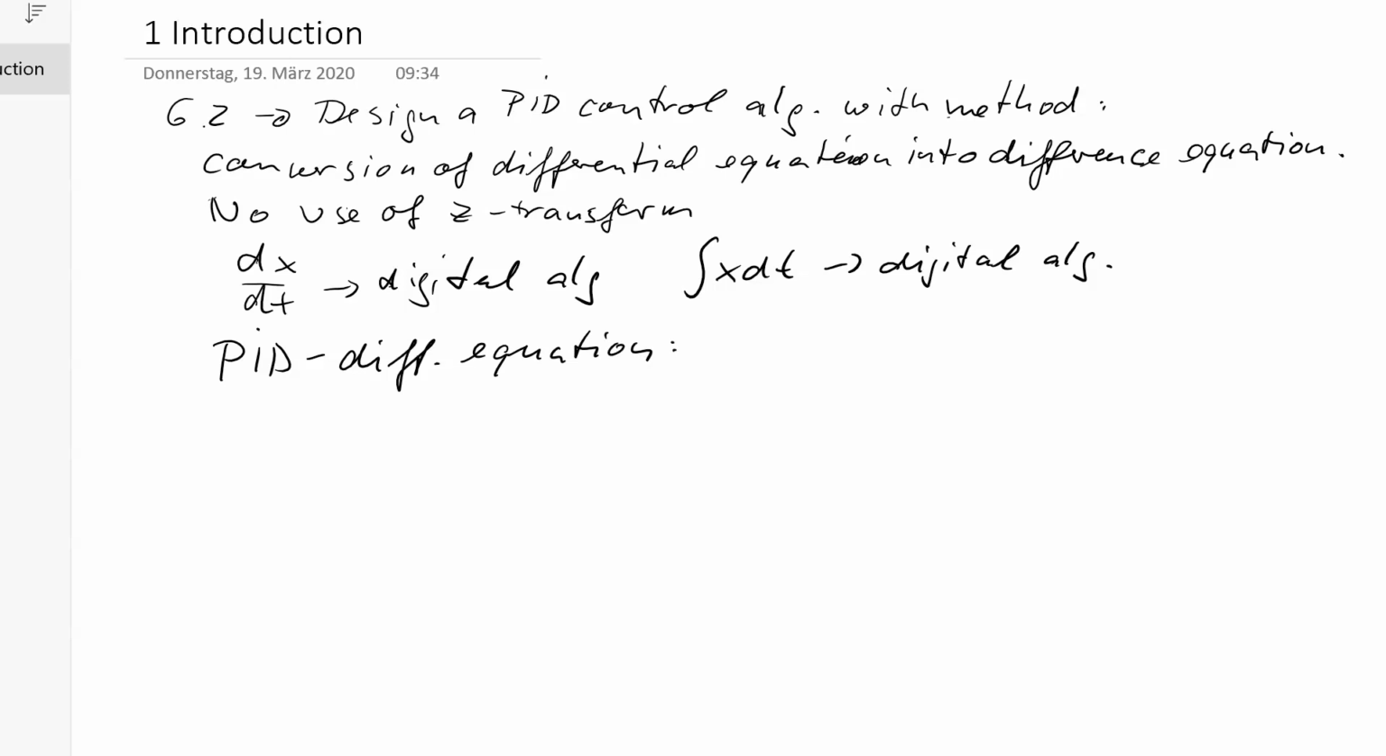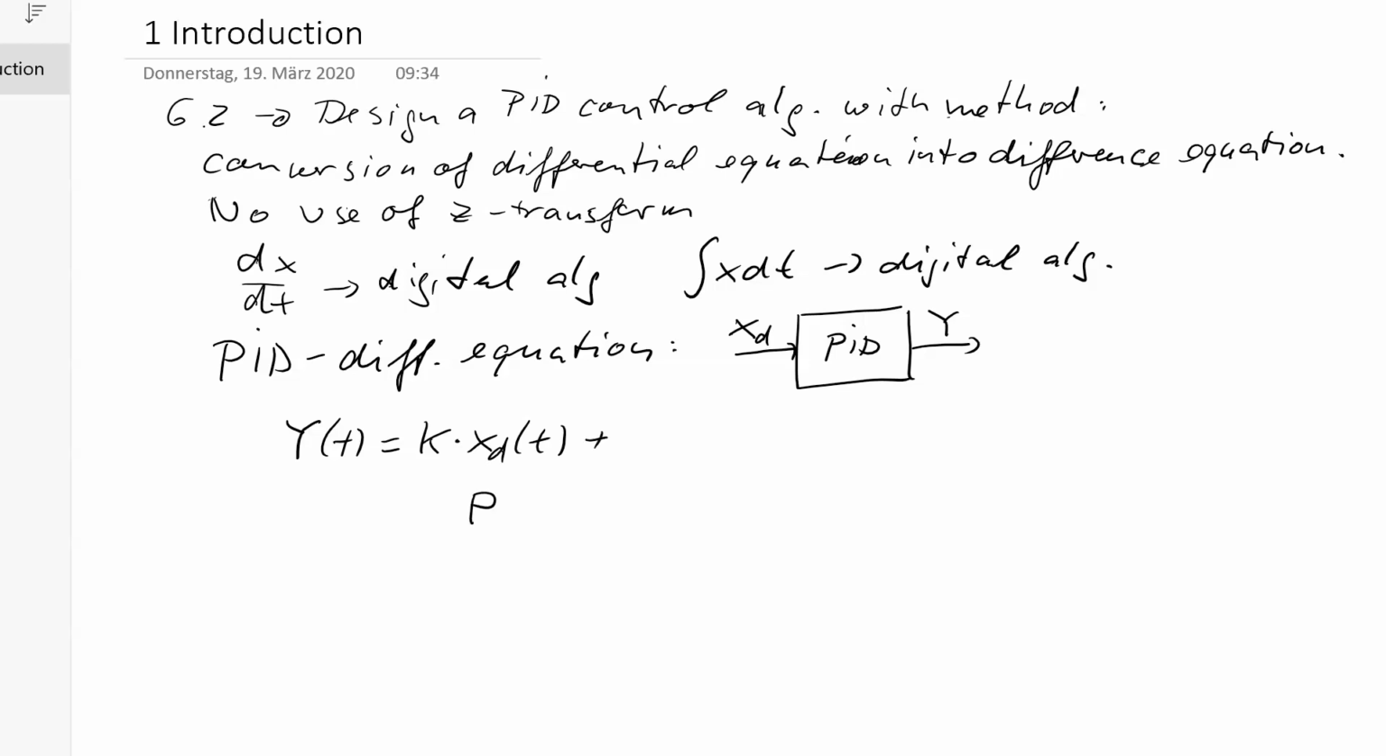If you have a controller, you should know, the controller has input xd and output y, and a PID algorithm can be written as y of t is k times xd of t, that is the proportional part, the P part, plus ti times integration of xd of t dt, that is the integration part, plus td times dxd over dt. This is the differentiation part.